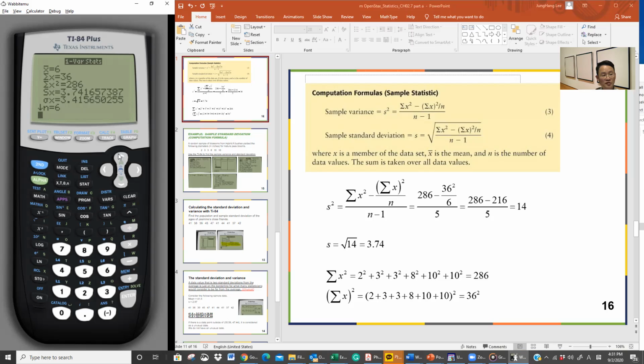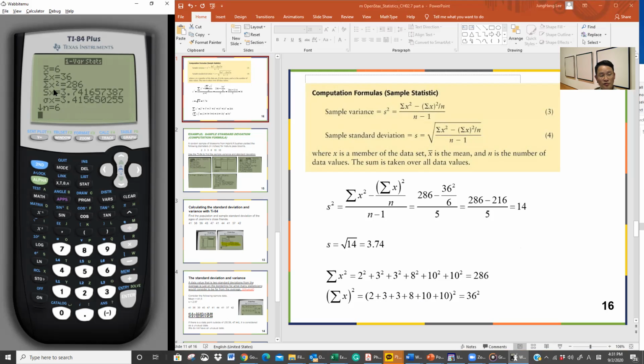Let's go back to this result though. This x bar, what is it? This is the sample mean. They always think any data is sample data, right? And look at this symbol: when you add all these data points, we have 36, and when you square and add, you have 286 right here.